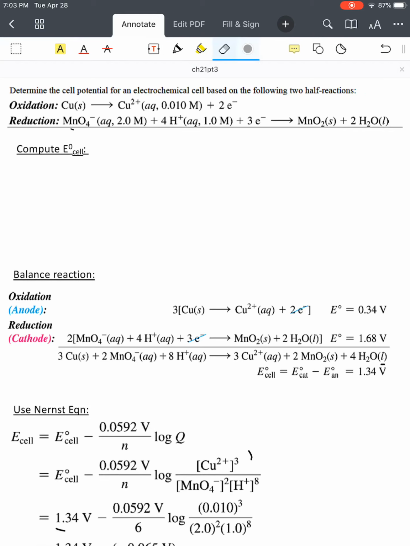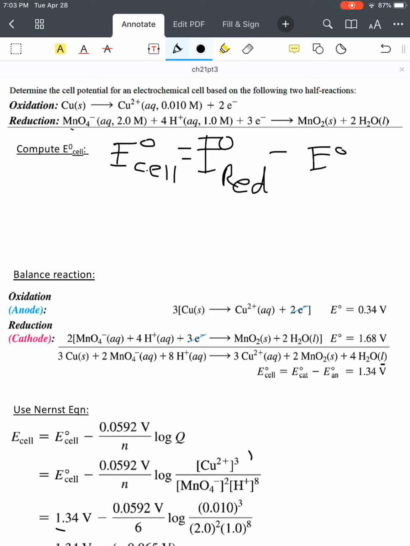So I move on to the next slide. We're given, again, our oxidation and reduction half reactions. And perhaps you remember from last week, if we're going to compute E0 cell, we have to find E0 for the reduction, or the cathode, and subtract E0 for the anode, or the oxidation. Just subtracting two numbers. Now, to help us do that, we need to figure out what our standard reduction potentials are for both of the half reactions. So we have to look them up in a table.